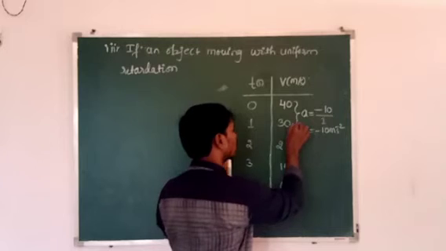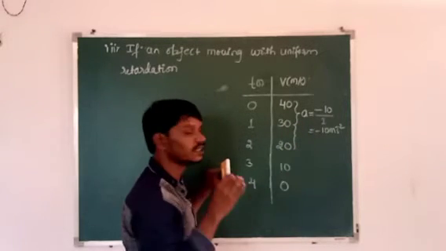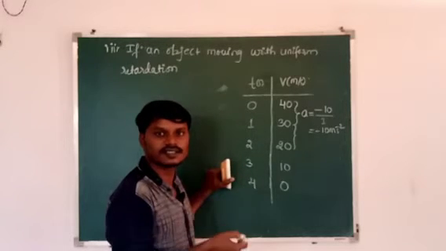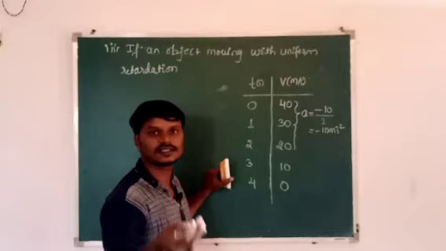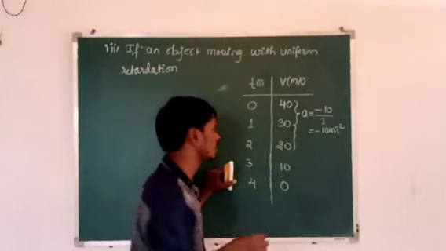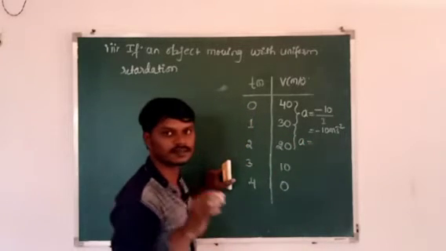Then what is the acceleration of the object when the velocity is decreased from 30 to 20? It was 30 and became 20, which means the velocity decreased. Then what will the acceleration be? That acceleration will be negative. That negative acceleration we call retardation. Then here, 20 minus 30, that is minus 10.